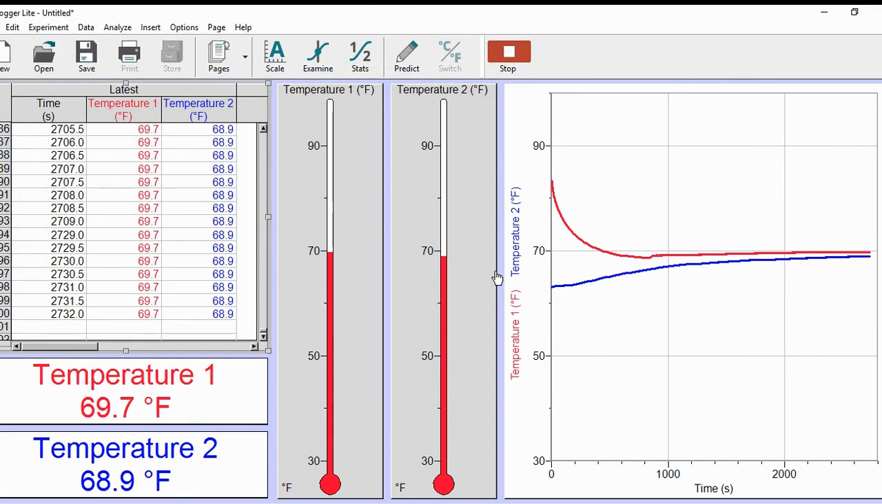All right, so we are now over 45 minutes of recording time, and we are sitting right at this less than a degree apart. One of the factors I was not thinking about early on was the temperature of the room that I'm in. The temperature of the room is sitting right around 69 degrees. So that's really close to where the temperature of my cold water is sitting.